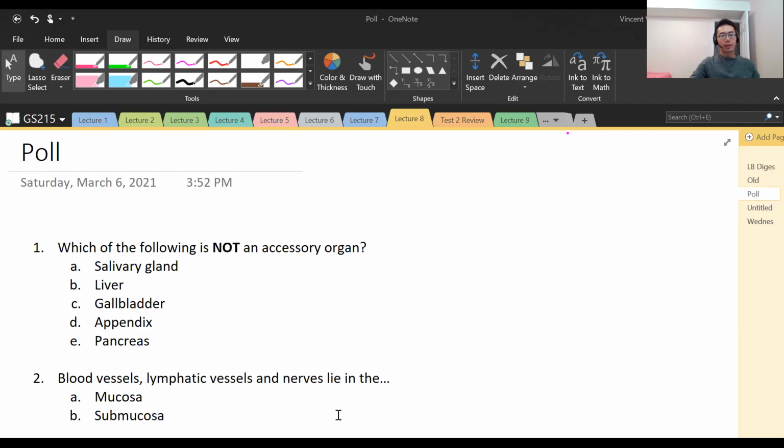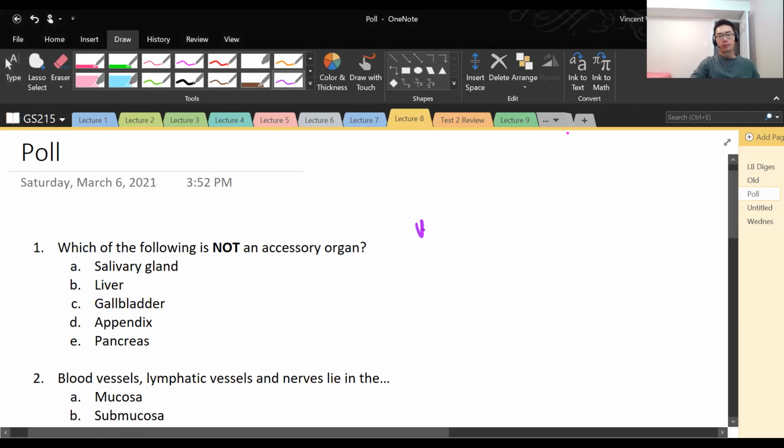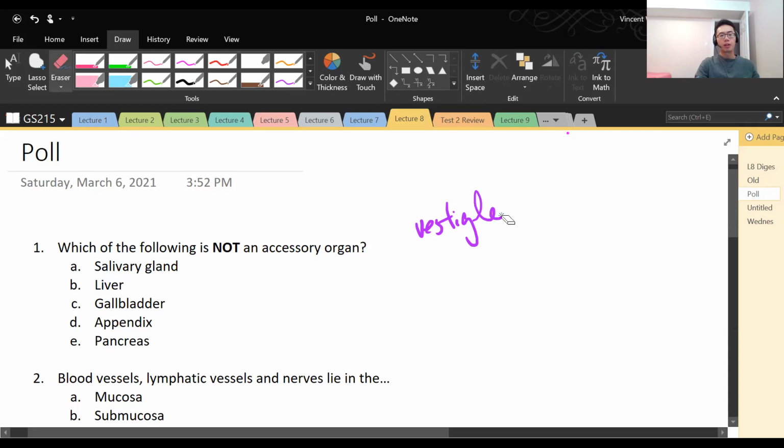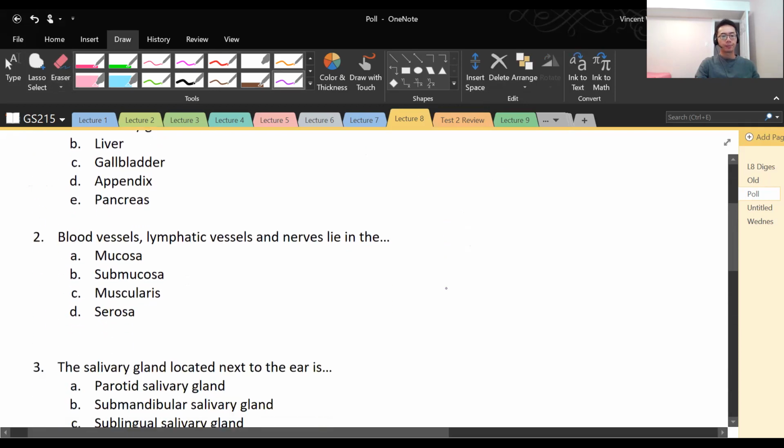Yep, all of you got it right. The appendix is not an accessory organ. The appendix is an appendage that branches off from the cecum, and that is what we call a vestigial organ, because it is no longer needed. People can live without the appendix, but it is believed to have a little bit of immune function. Okay, let's try the next one.